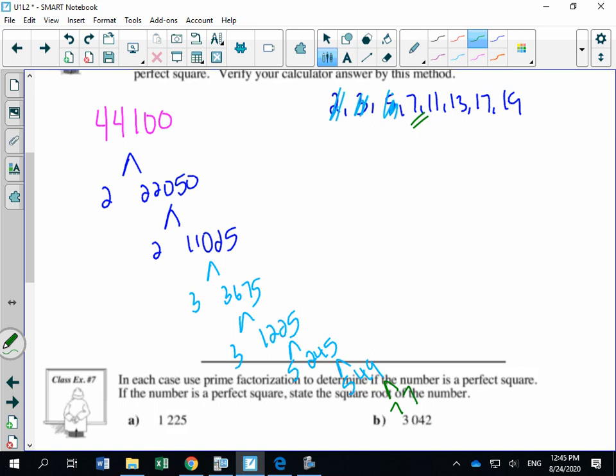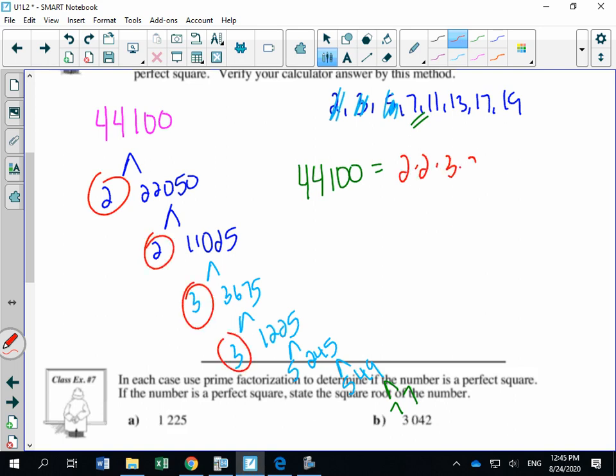So we normally do this, right? 44,100, we write it using prime factorization. So that's 2 times 2 times 3 times 3 times 3 times 5 times 5 times 7 times 7.